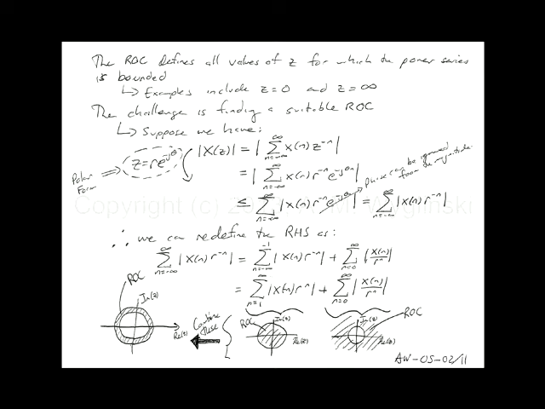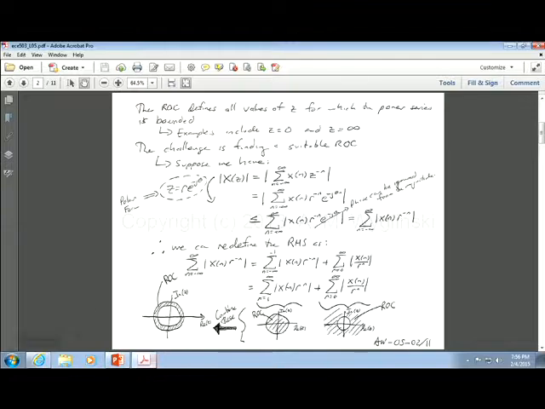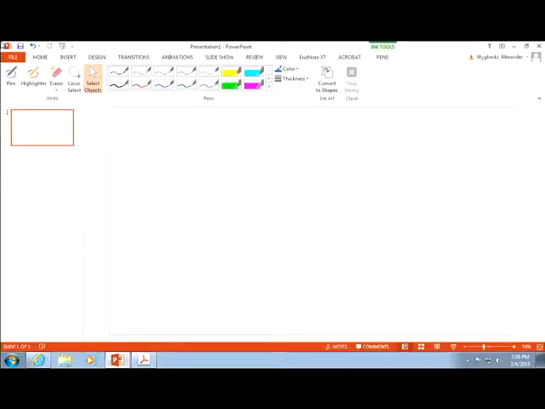I would prefer writing this out. Okay, so pen. Maybe we do full screen. Okay. So let's say we have X of z, and we have the summation, right? So we have n from minus infinity to plus infinity, x of n and z to the minus n, correct? So that's the z transform.